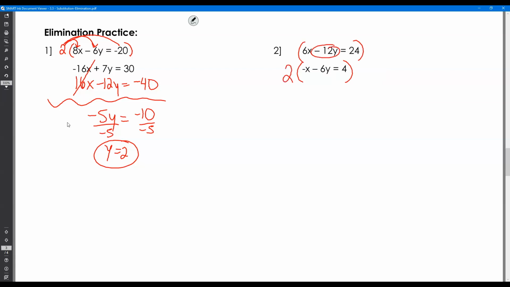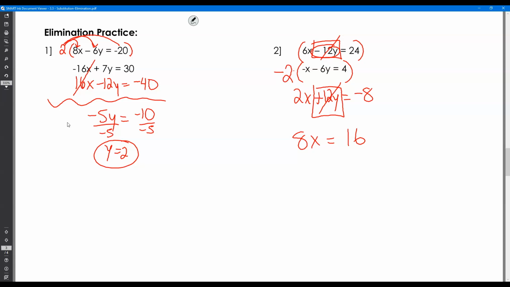Option 2 could be I have a negative 12y. If I multiply this by a positive 2, this would get me a negative 12y, but that doesn't cancel. I need my signs to be opposite. So if I multiply this by a negative 2, I would get a positive 2x, positive 12y, and a negative 8. But that would allow me to cancel my y's, right? Then my y's would be eliminated, and I would get 8x equals 16, and I would go ahead and solve.